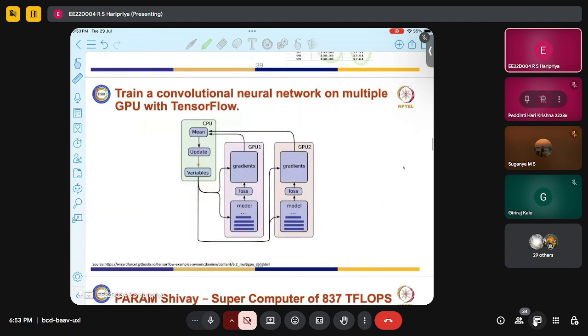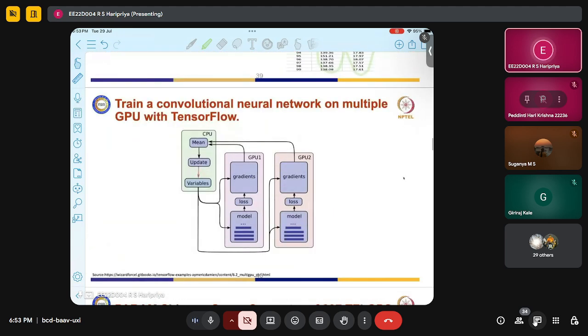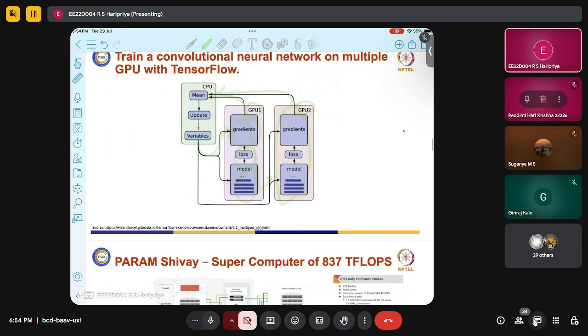That's fine. Now, train a convolutional neural network on multiple GPUs with TensorFlow. Okay, so instead of one GPU, if you want two GPUs, then the values are given to the GPUs to calculate the gradient and the loss and update this model, and it's given back to the CPU. So it's done from the multiple GPUs.